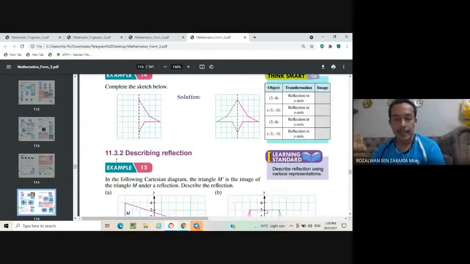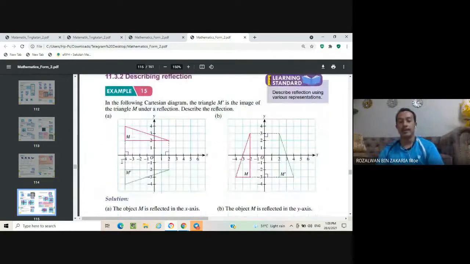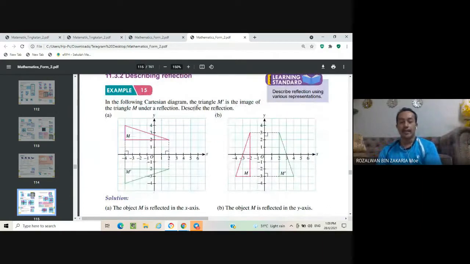Look at this one, describing reflection. Okay, example 15 here. In the following Cartesian diagram, the triangle M prime is the image of the triangle M under a reflection. Describe the reflection. So how to describe? All right. As mentioned in the question here, M here is the object, and the M prime here is the image.